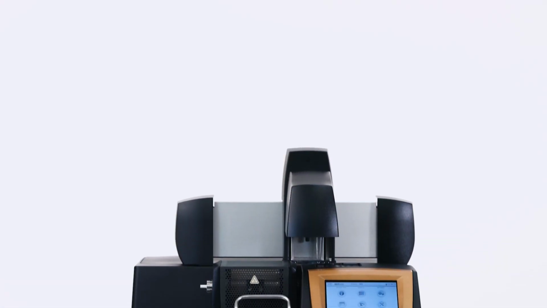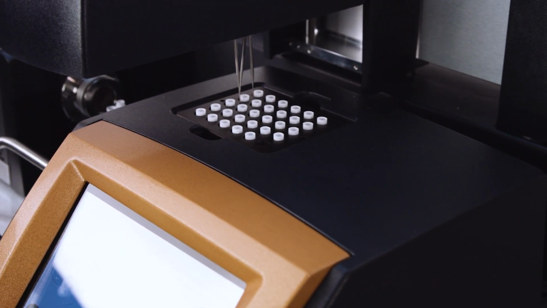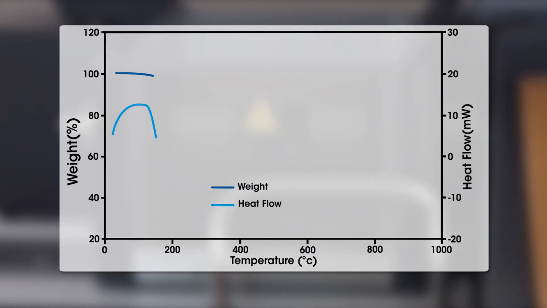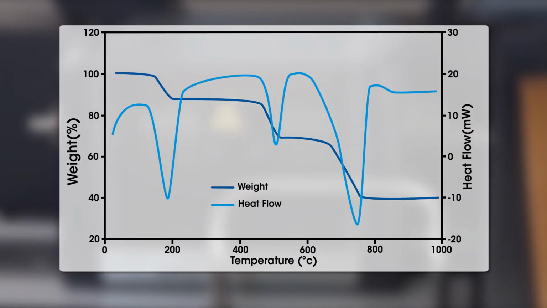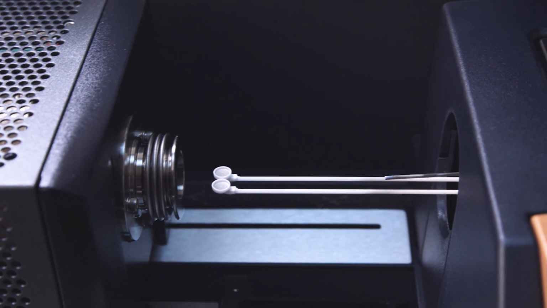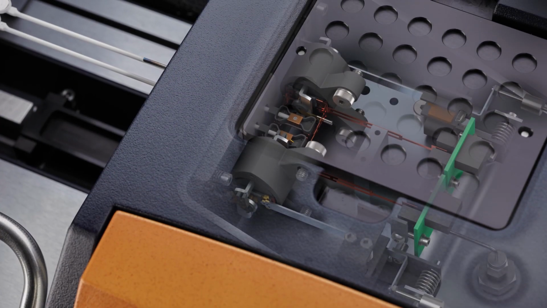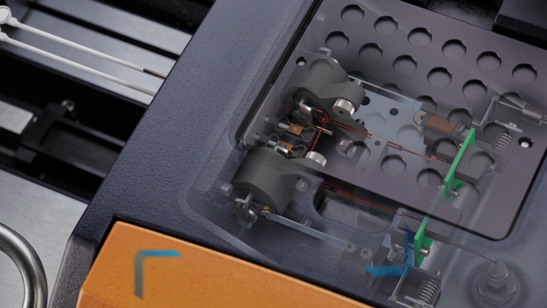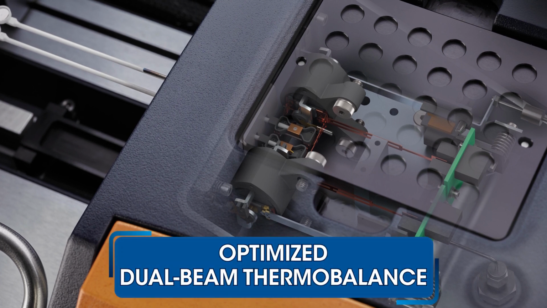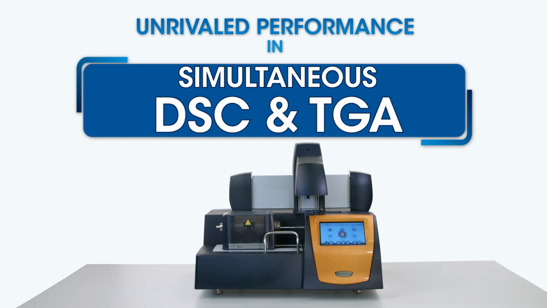The Discovery SDT has been meticulously designed to be capable of precise simultaneous heat flow and weight measurements, making accurate data quick and easy to achieve. Much of the power of the Discovery SDT comes from the exclusive horizontal dual beam thermobalance. Unlike competitive designs, the unique TA thermobalance delivers optimum performance without necessitating subtractions or post-test manipulation. The result is an instrument crafted with unrivaled performance in simultaneous DSC and TGA measurements.